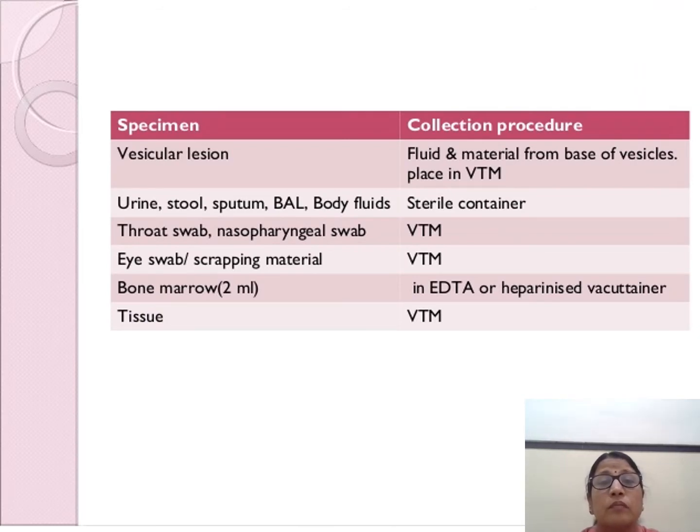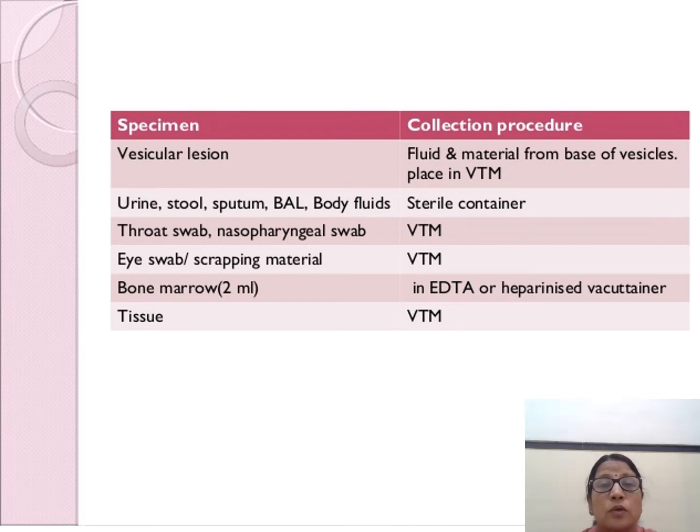Now, these are some few examples. What sample to take in what kind of illness? Vesicular lesions, suppose they are there in herpes type of viral infection. So obviously what sample do we take? We aspirate fluid from that and we scrape off material from the base of the vesicle.